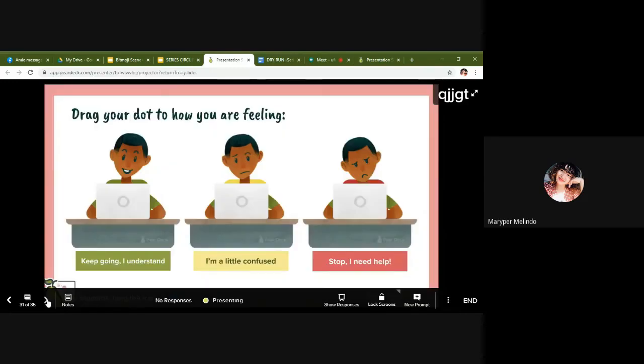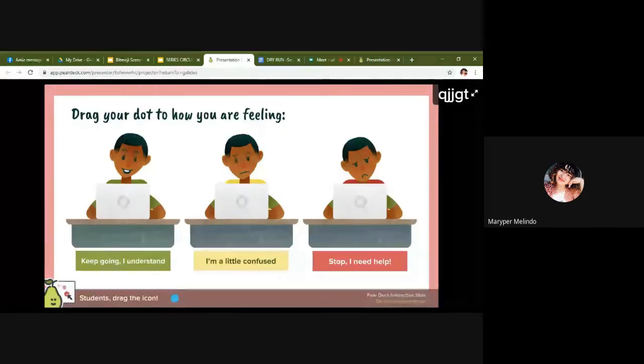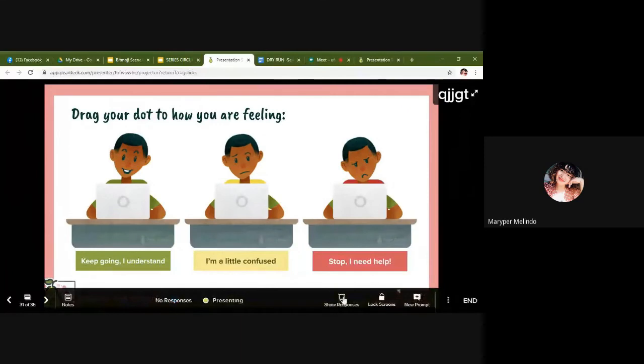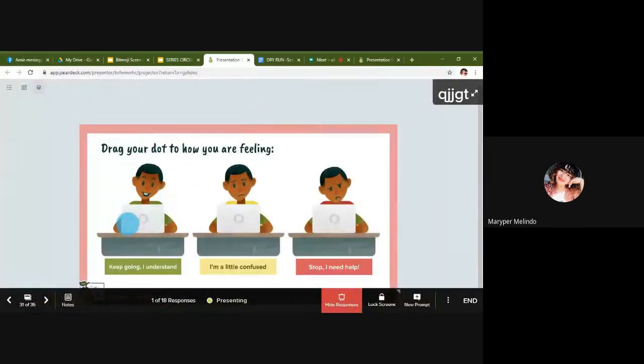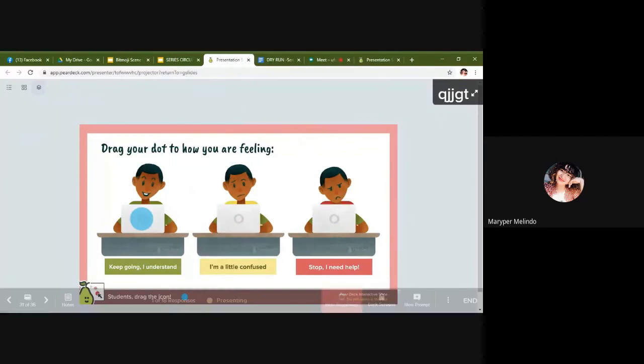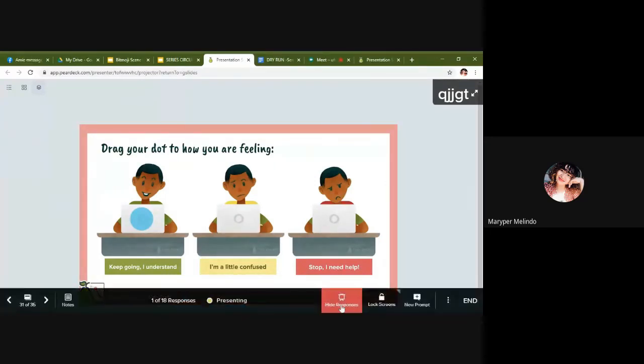So, for the last time, drag your dot to how you are feeling. Keep going, I understand. Don't worry, last na yon, malapit na tayo. Isa lang, where's my other students? Kumain na ba? Nag-CR na? Okay, so we also have 2, 3. I'm happy to know that. Oh, meron tayong stop, I need help. Na-confuse siya. I'm a little confused. I'm going. Keep going, I understand. Okay. Sige po. So, let's proceed to the last.